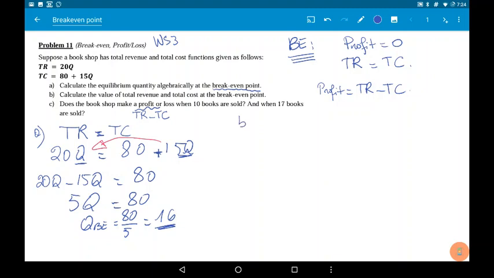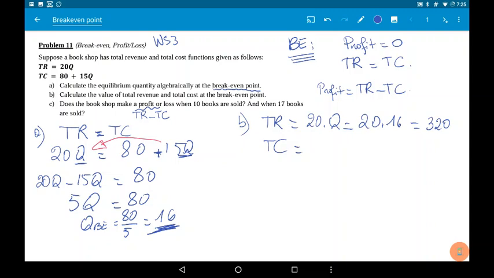Part B. Calculate the value of total revenue and total cost at break-even. Since it's break-even, total revenue must be equal to total cost. Let's calculate them. Total revenue equals 20 times Q. We already calculated Q equals 16, so TR equals 20 times 16, which is 320.